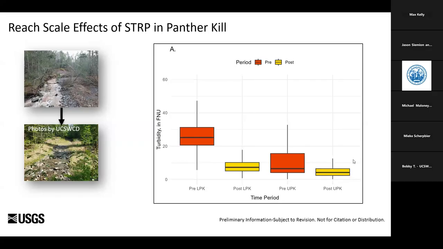The overall turbidity results, as we see in the box plots here to the right, show statistically significant reductions at the monitoring locations above and below the project. Similar to Warner, if we look at the upstream Panther Kill site, a natural decrease existed. The lower site, once again similar to Warner, probably also has that natural reduction, but there was a much more substantial decrease that was the result of the STRP and the removal, basically, of the connection between the stream channel and the fine-grained sediment.